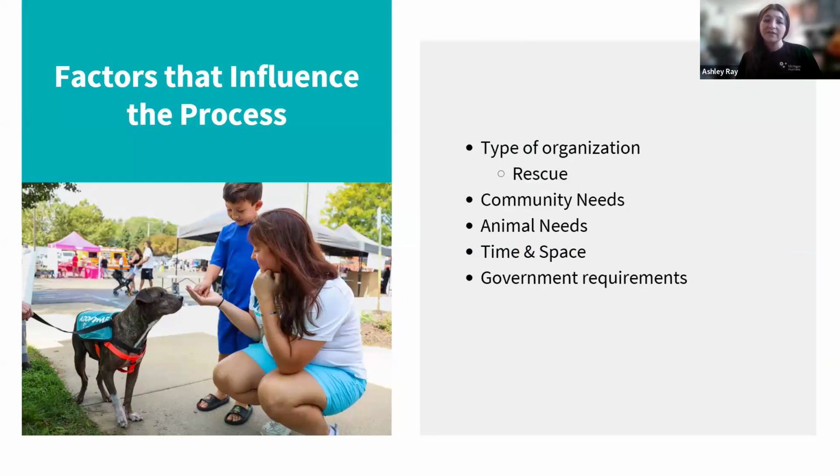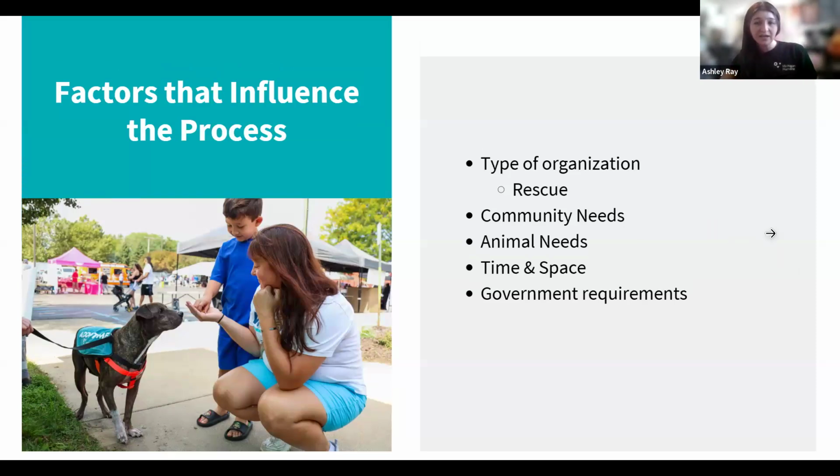So, some of the factors that influence the type of adoption process that organizations might have, and these are just some, I'm sure I'm not touching on all of them here, but some of it is the type of organization. There might be specific things that they're looking for as their organization, depending on the size that they are or the type of animals that they have come through.